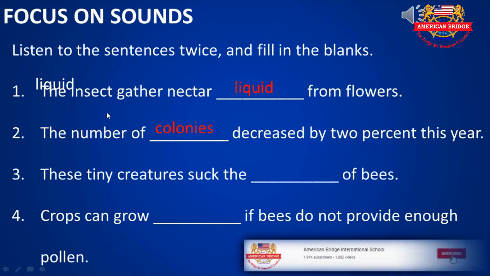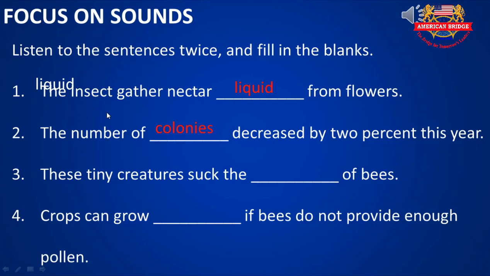So after you fill this in, we are going to focus on the tip, when we use our place of articulation to the right position of letter L. Okay. So number 3, these tiny creatures suck the blood of bees. Okay. And number 4, crops can grow unevenly if bees do not provide enough pollen. Okay, so you can see liquid, colony, blood, and unevenly, right? Okay, so let's move to our next slide.